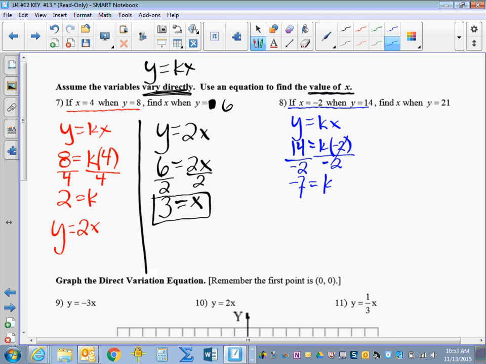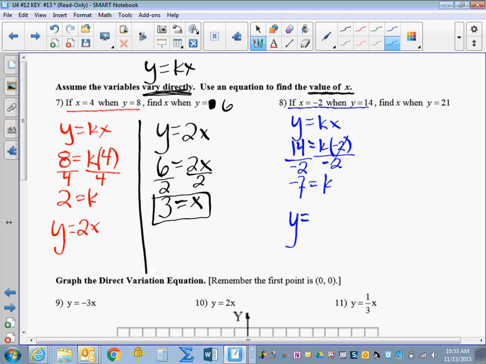That's always your starting point, so you want to start off by writing that. That really is your starting point. Alright, once we have k is -7, we can write our equation.